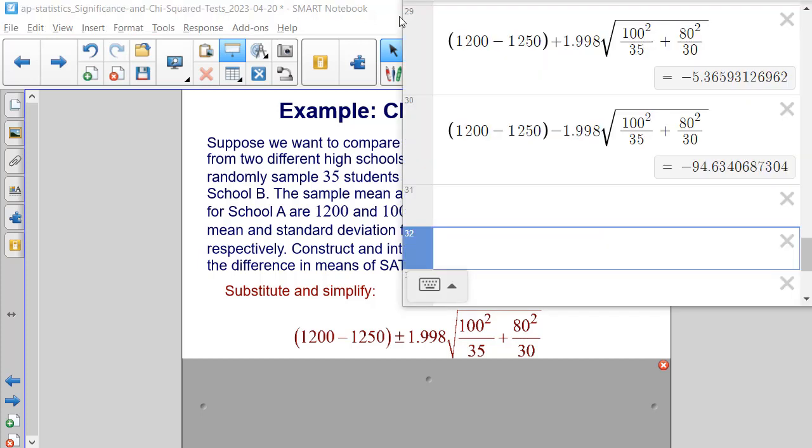And if we substitute these values into a calculator, when we do 1200 minus 1250 plus 1.998 times the square root of 100 squared over 35 plus 80 squared over 30, we get negative 5.366. And when we evaluate the formula with the subtraction sign in between, we get negative 94.634.